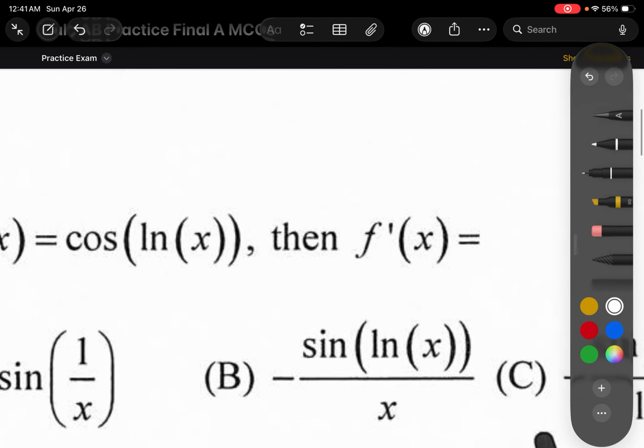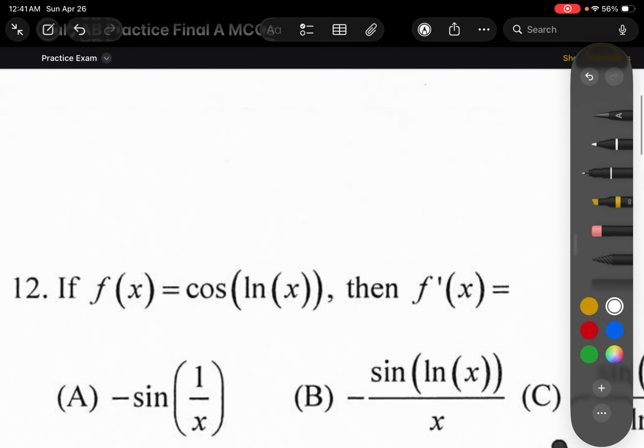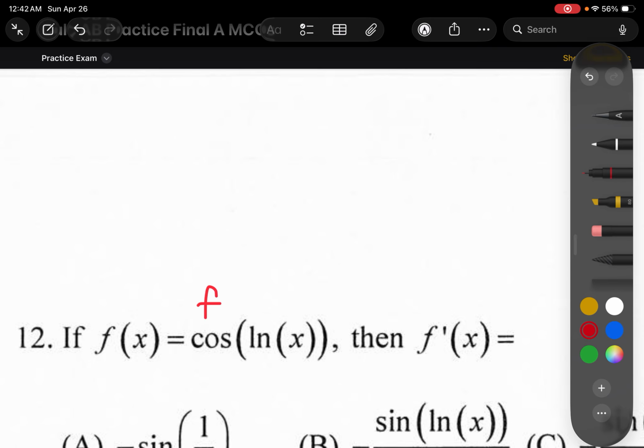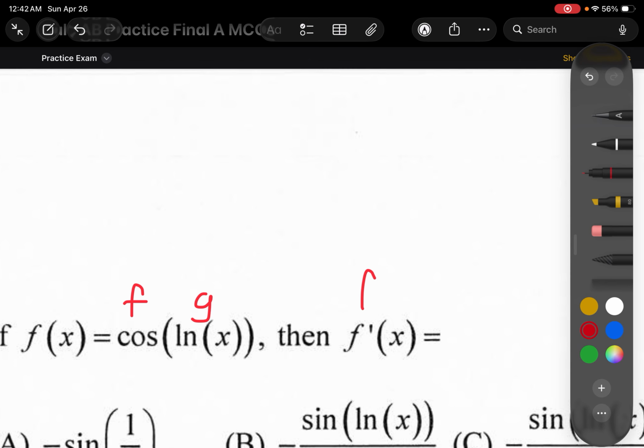So the chain rule says we're going to find the derivative of the outside while leaving the inside alone, and then multiplying by the derivative of the inside. So this is going to be f of g of x. And remember that the derivative is f prime of g of x times g prime.